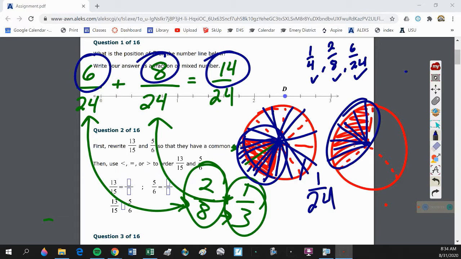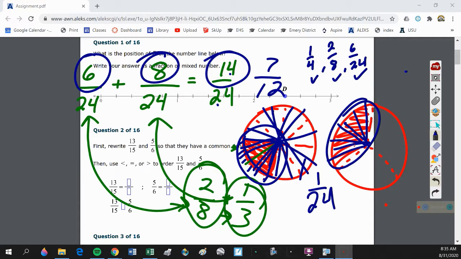Once I have 14/24, can I simplify that? Yes. What would it be? I'm going to take out a 2. So 14 divided by 2 is 7. 24 divided by 2 is 12. And I get 7/12. Does that make sense why you do that?